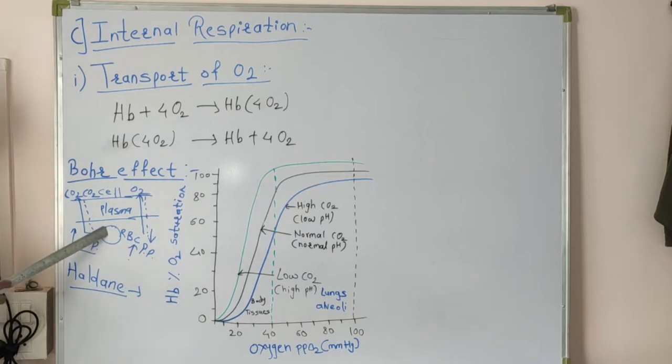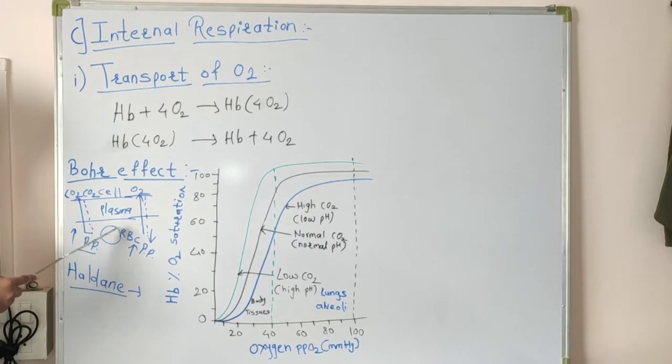That's why in the alveoli, here the partial pressure of oxygen is high and the partial pressure of carbon dioxide is low. The reason behind this is that oxygen binds to the hemoglobin. That's why here the partial pressure of oxygen is high.